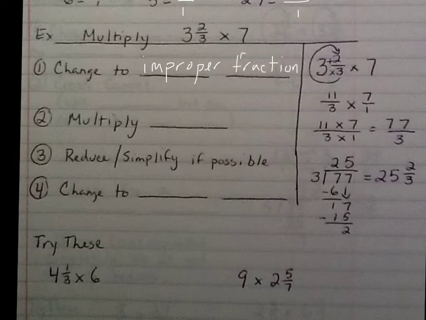Okay, so in this case we have both. We have to do the backward C for the first one, and the second one we have to turn it into over 1, right? Okay, so do 3 times 3 is 9, plus 2 is 11 over 3 times 7 over 1. Okay, then step 2, multiply across. Okay, and then finally, step 3, reduce or simplify. Step 4, change back to a mixed number.